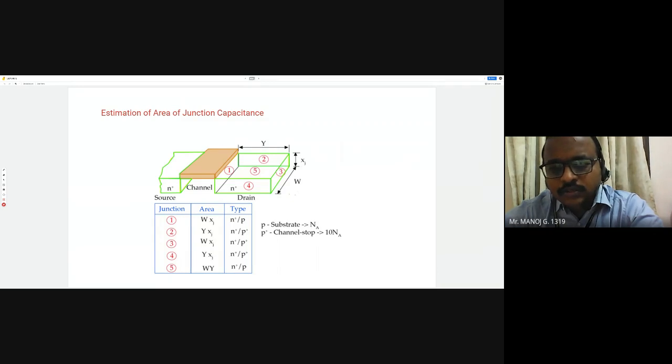W into Y. Is that how I interpret it? That's right, Lakshman. It's W into Y. That is the total area of the sidewall junction capacitance.